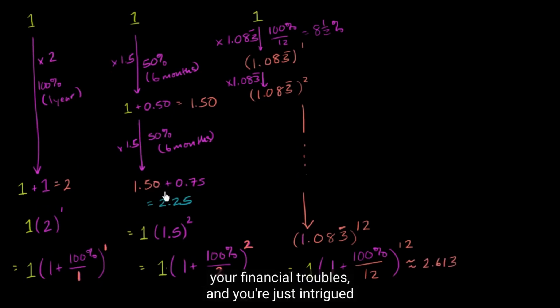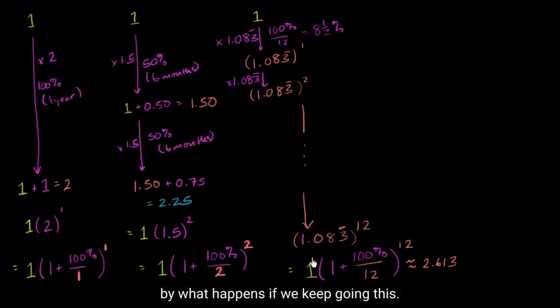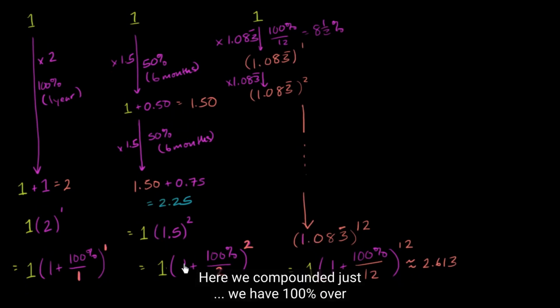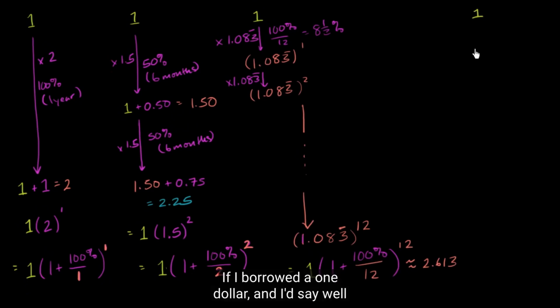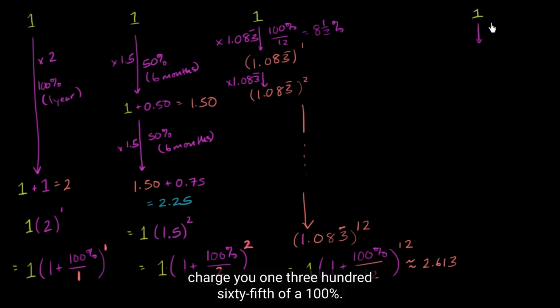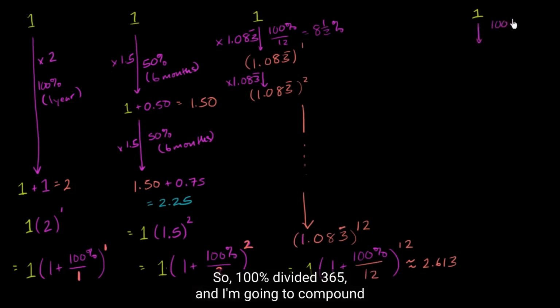You've almost forgotten about your financial troubles, and you're just intrigued by what happens if we keep going with this. Here we compounded 100% over a year. Here we do 50% every 6 months. Here we do 1/12 of 100%, 8 1/3% every month, and we get to this number. Well, what happens if we did it every day? So if I borrowed $1, and I said, well, gee, each day, I'm just going to charge you 1/365th of 100%. So 100% divided by 365, and I'm going to compound that 365 times.